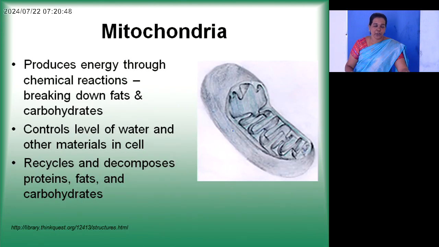Next one is mitochondria. As we all know, it is also called the powerhouse of the cell because it is involved in most of the energy generation processes like oxidative phosphorylation and so on. It also recycles and decomposes proteins, fats and carbohydrates. The major energy source to the cells is supplied by the mitochondria.